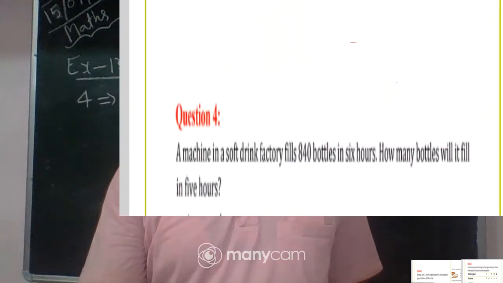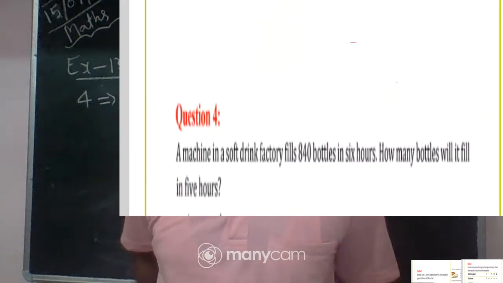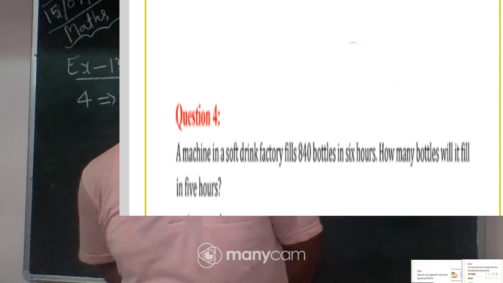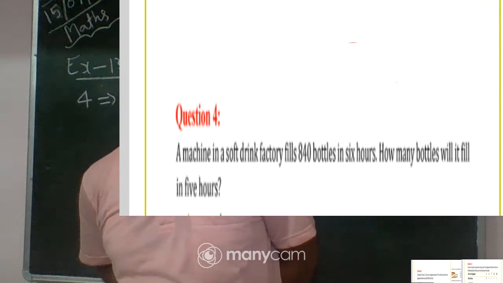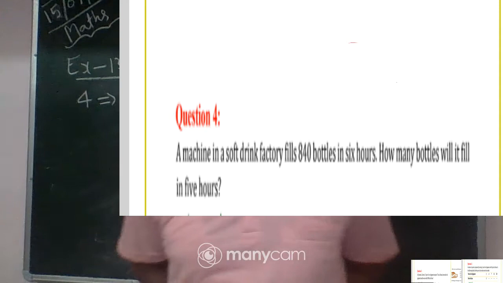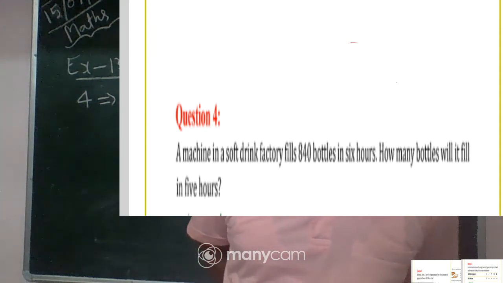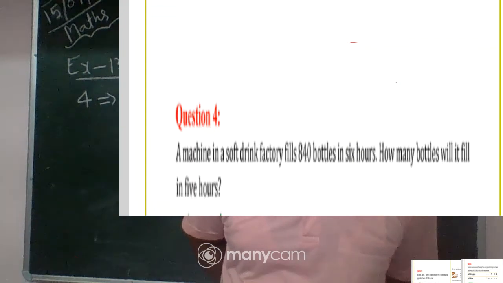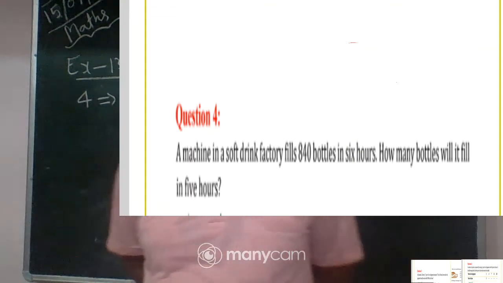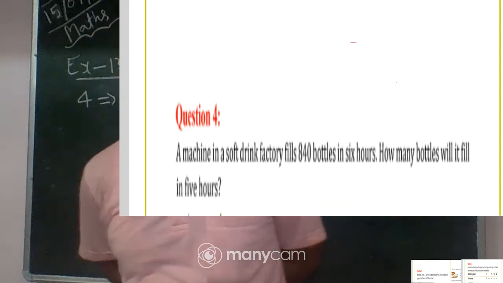Question number 4 is: a machine in a soft drink factory fills 840 bottles in 6 hours. For 840 bottles, it takes 6 hours. So how many bottles will it fill in 5 hours?